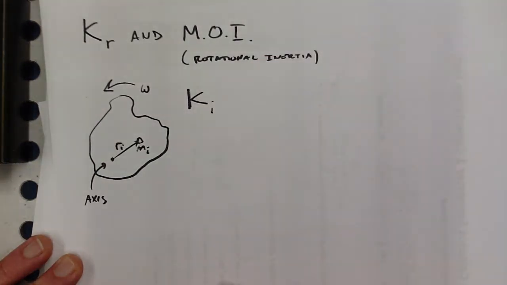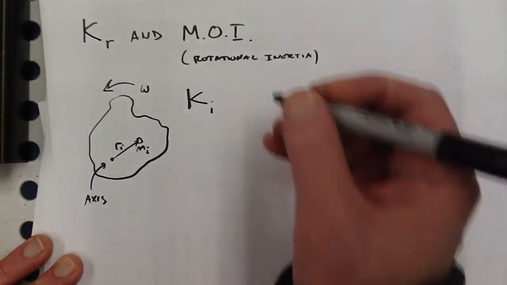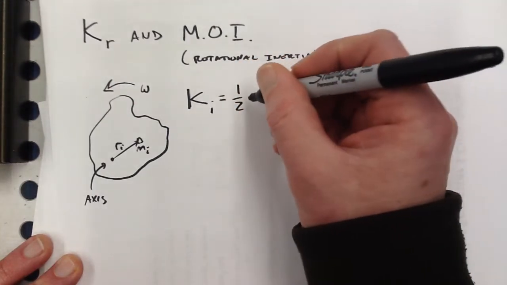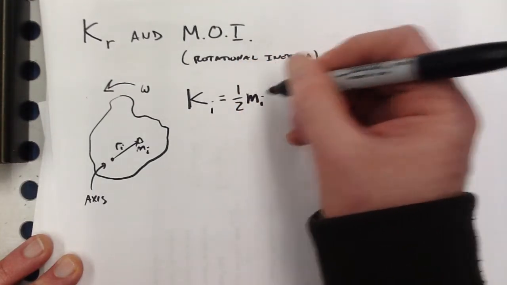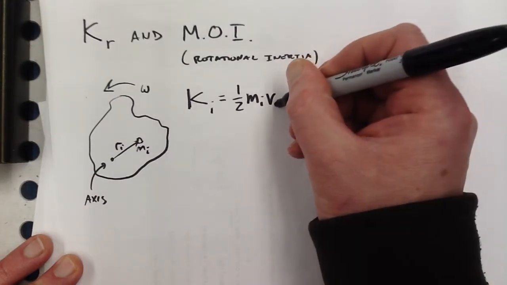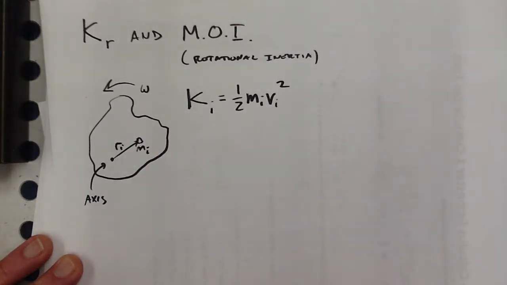I'll call that K sub I. What is the kinetic energy of that little piece? Well, it's 1/2 the mass of that little piece times its speed, which I could call V sub I squared. And now what is the speed of that little piece?